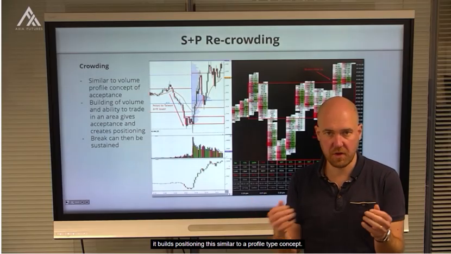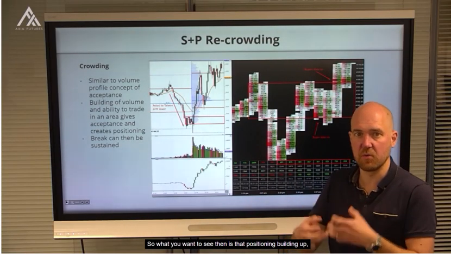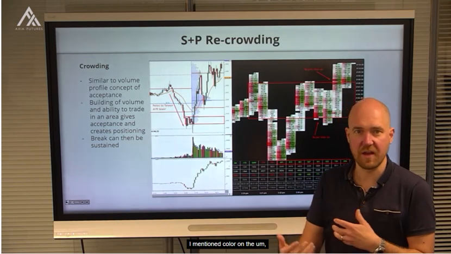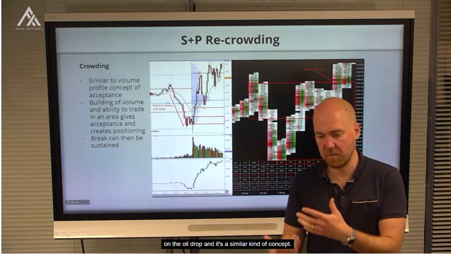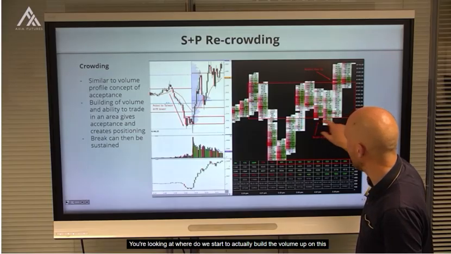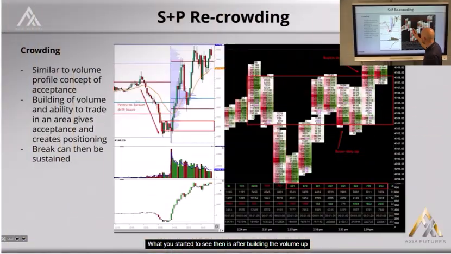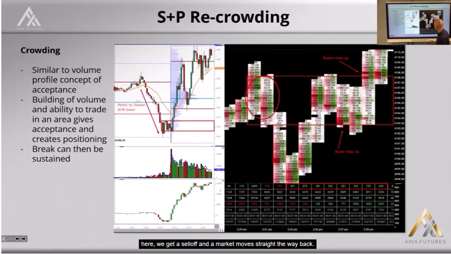This is similar to a profile type concept. So what you want to see then is that positioning building up. I mentioned color on the oil drop, and it's a similar kind of concept. You're looking at where do we start to actually build the volume up on this type of profile. What you started to see then is after building the volume up here, we get a sell-off and the market moves straight back. We then don't see the buyers deter. This is a pretty standard concept of drop out of range back into range.